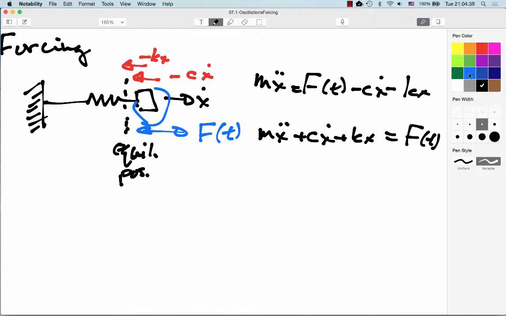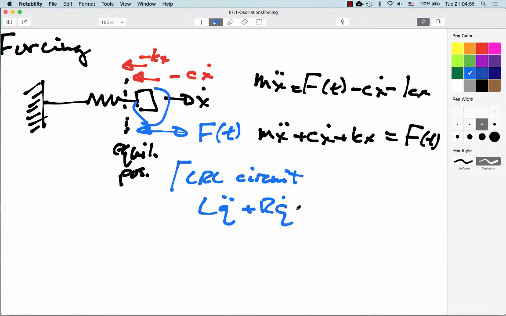Now, just as a fun fact aside, and we'll be looking at it as an example later: remember your LRC circuits? The equation there was given as the inductance times Q double dot plus the resistance times Q dot plus 1 over the capacitance times Q equals the EMF as a function of time. I just thought I'd throw that out there. Okay, so moving along.